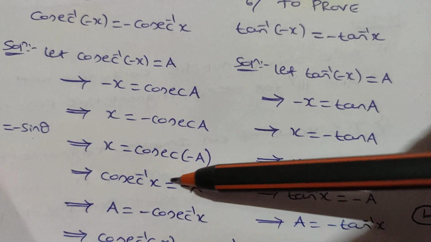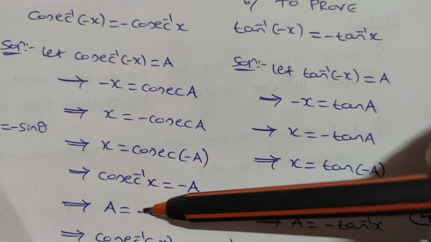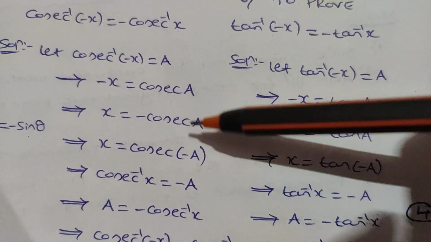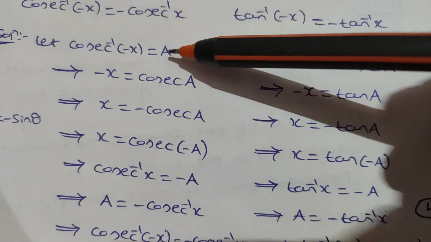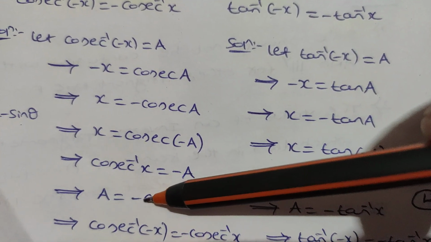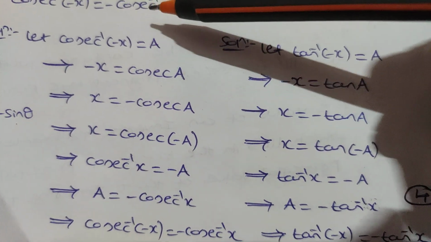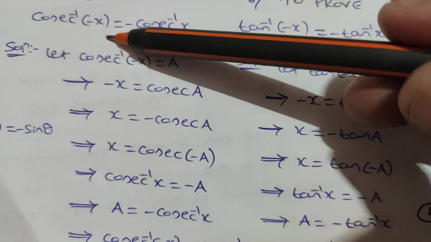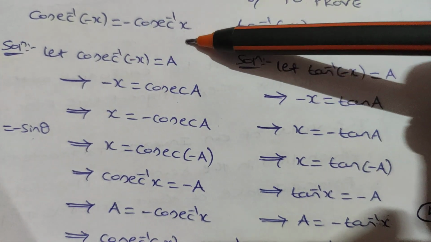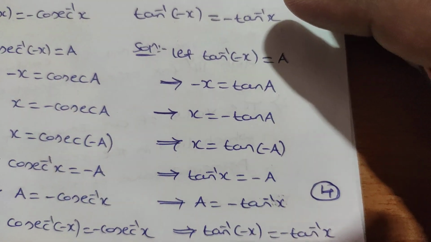Therefore cosecant inverse of x is equals to minus a, which implies a value will be minus cosecant inverse of x. Replacing the value of a as cosecant inverse of minus x, we observe its value will be minus cosecant inverse of x. This is the method how we prove cosecant inverse of minus x is equals to minus cosecant inverse of x. Similarly, we prove the last one.